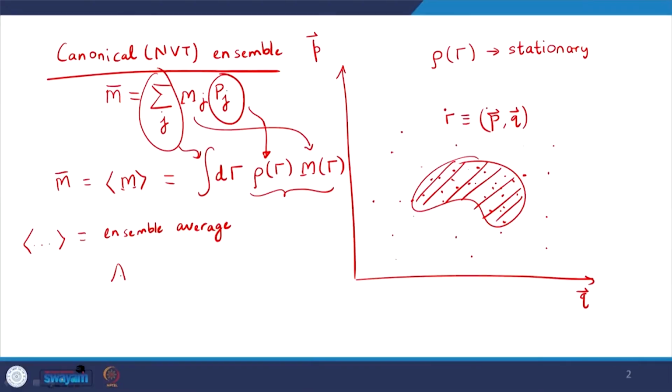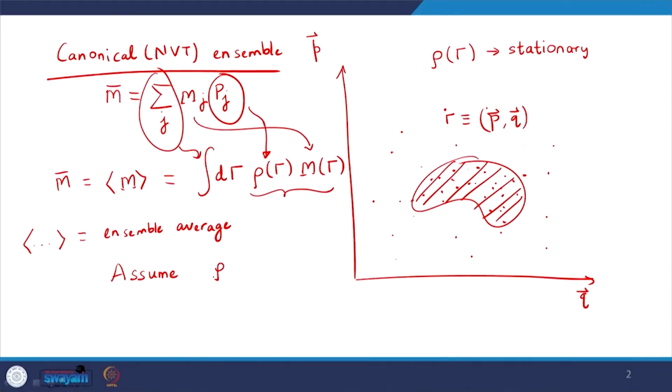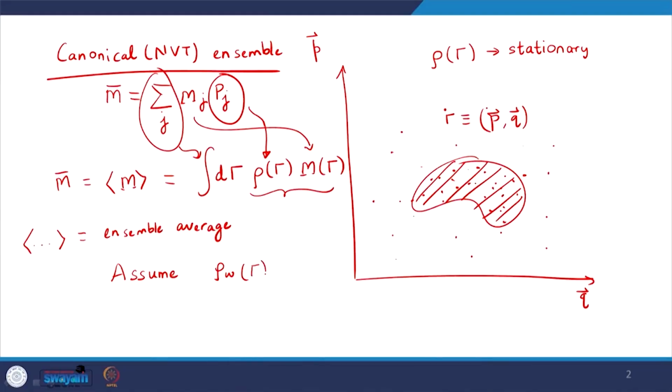So, that is the reason why we need to have some sort of an importance sampling. The basic idea in importance sampling is the following. We assume some weighting function, and let us say I call it rho_w. This need not be the same as the probability density that we have, but it can be any function of the phase space.